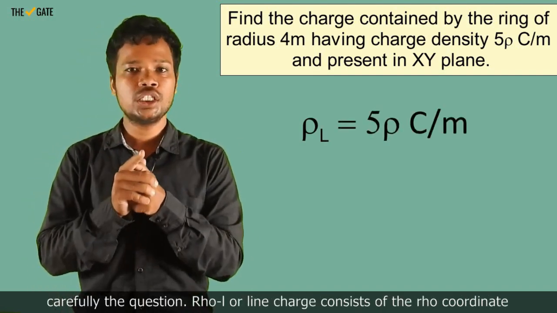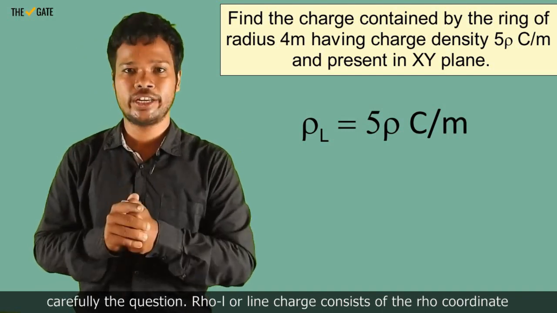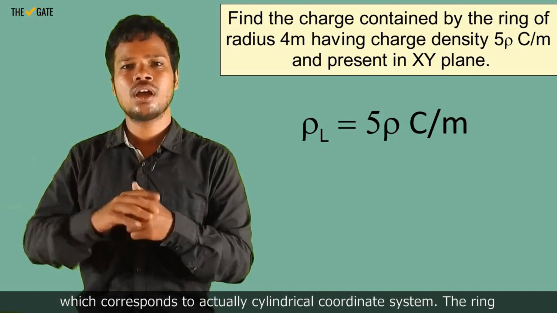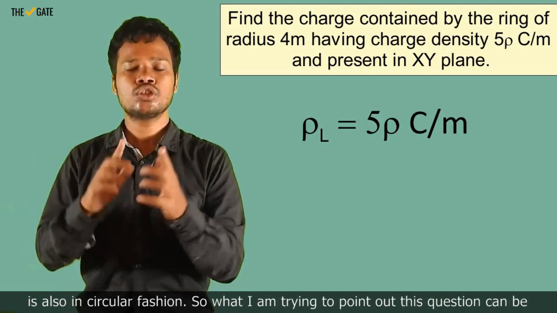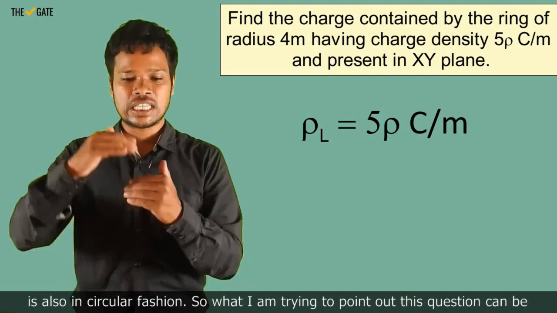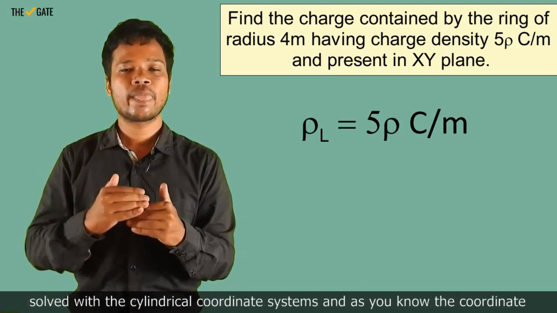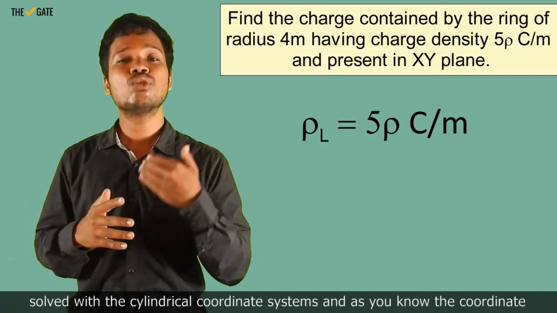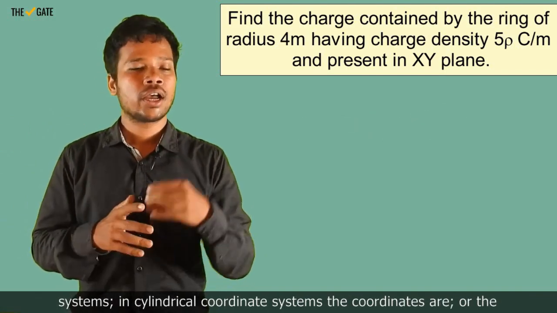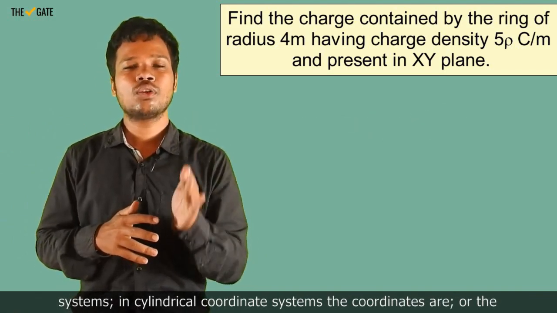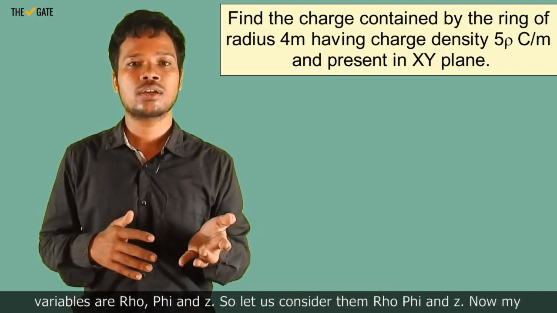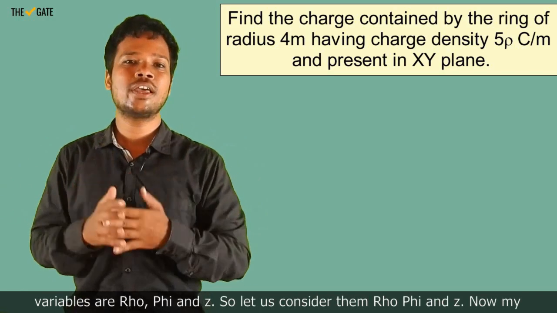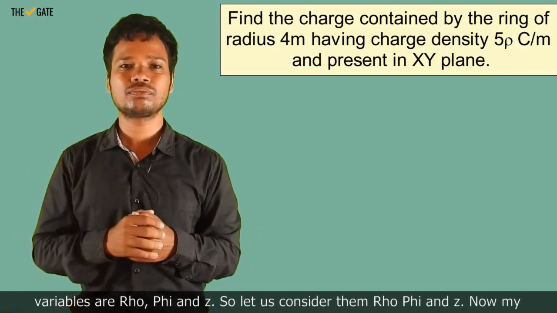Now, first of all, look carefully at the question. Rho L, or line charge, consists of the rho coordinate, which corresponds to the cylindrical coordinate system. The ring is also in circular fashion. So what I'm trying to point out, this question can be solved with the cylindrical coordinate system. And as you know, in cylindrical coordinate systems, the variables are rho, phi and z. So let us consider them: rho, phi and z.